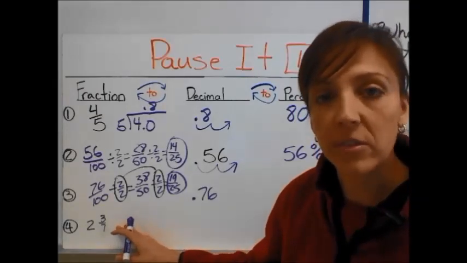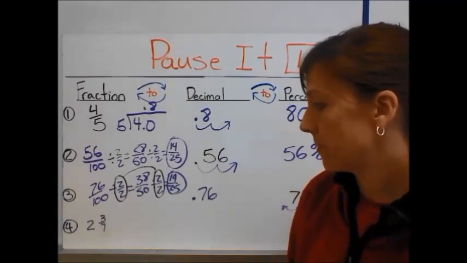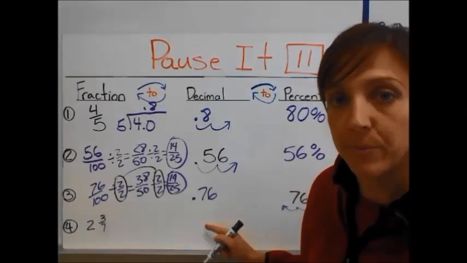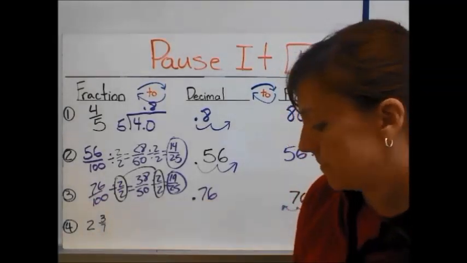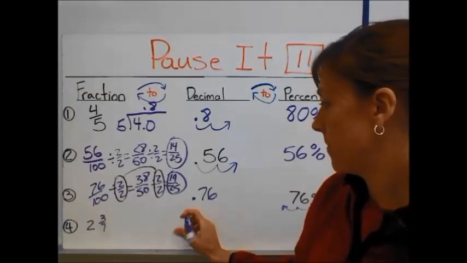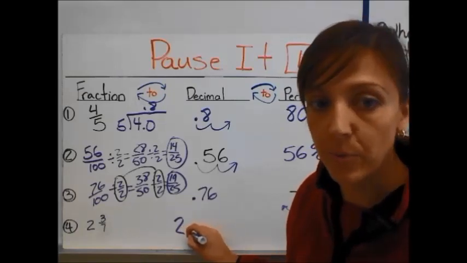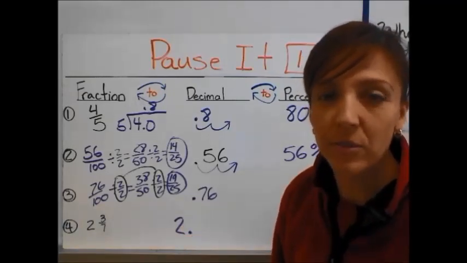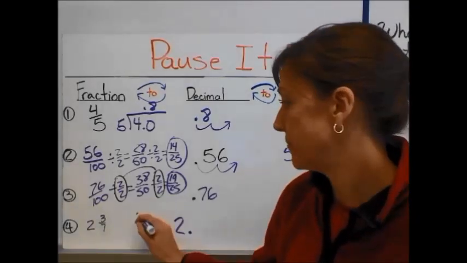Last one, 2 3/7 written as a fraction. Let's write this as a decimal. I know that I have 2 whole, so that means the 2 is in front of the decimal point. And now I have 3/7. Well, what is 3/7 written as a decimal number? Let's find out. Tip it over, divide it out.